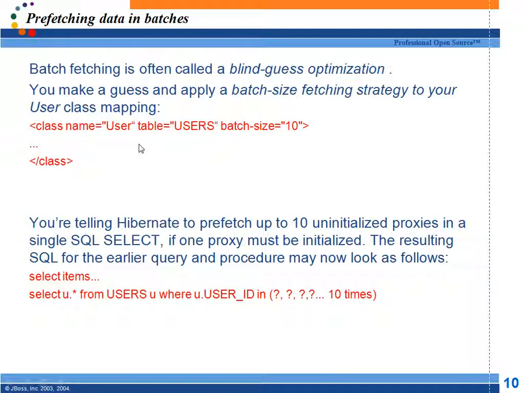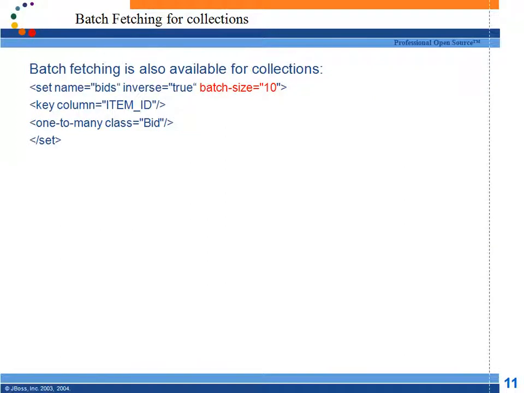Here, if you are using batch size, the number of queries will be reduced because it will fire the select query and fetch. Whenever you try to initialize the first proxy, it will try to fetch 10 proxies at a time by using such a query, right? So it will reduce the number of queries being fired if I use batch size. This is one of the fetching strategies. And for collections also I can specify the batch size.